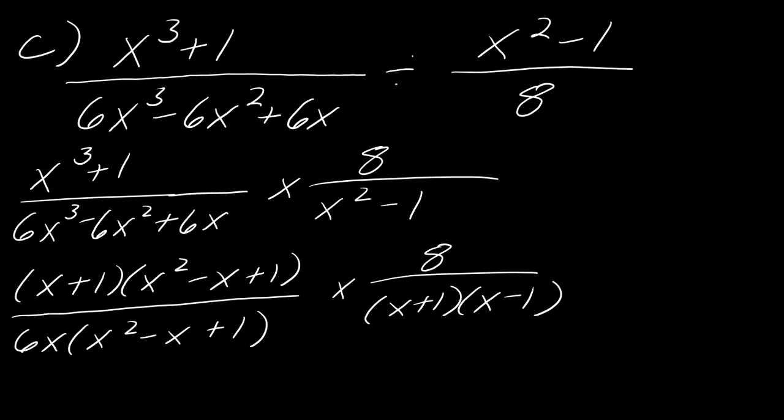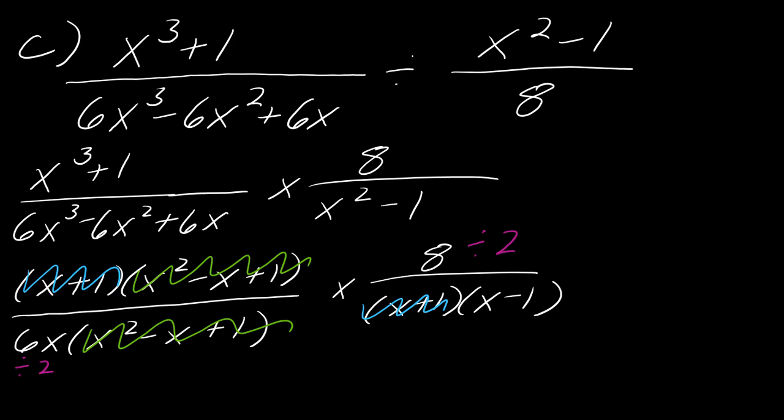Okay, so now there's a whole bunch of things I can cancel. So in this case, these are going to cancel out. And these x plus 1s are going to cancel out. And then also, I've got the 6 and the 8, so those are both divisible by 2. So I'm just going to note that. Okay, so then on top, I'll write this as 4, and then this is going to be 3x, and then x minus 1, and everything else canceled out. So that would be the final answer in this case.